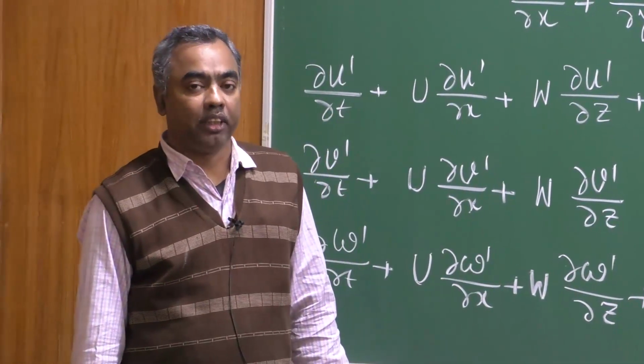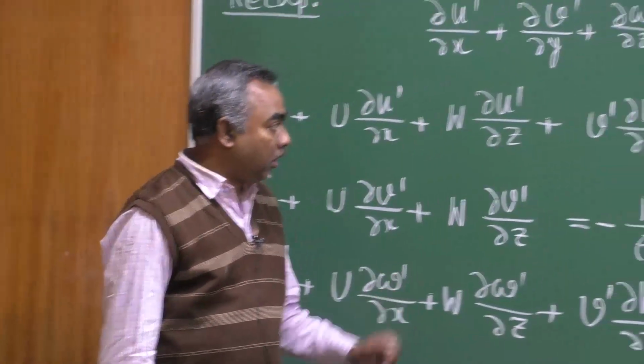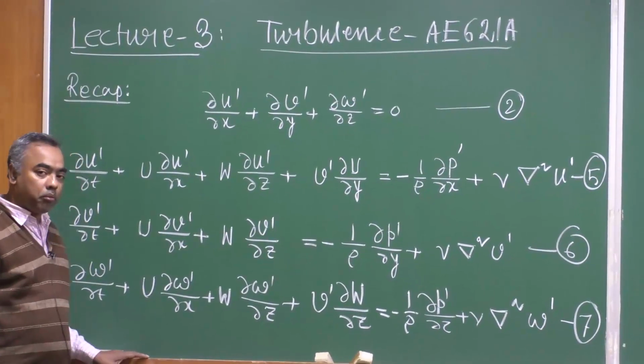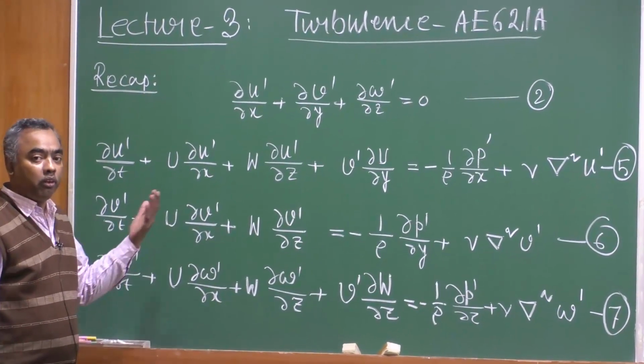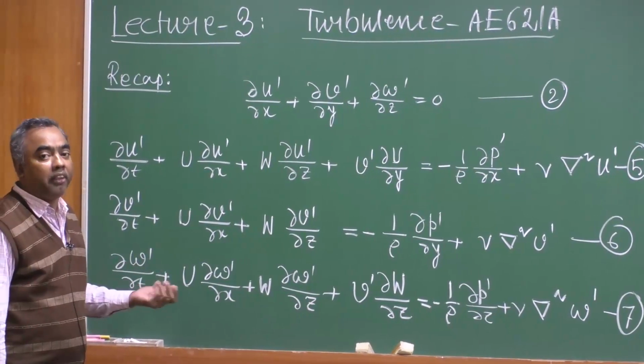Before I proceed, I would like to give you a brief recap of what we have covered in the last class. Mainly, in the last class we talked about the origin of turbulence, then we started talking about the mathematical procedure to predict the critical Reynolds number.